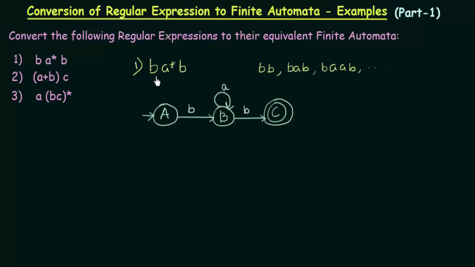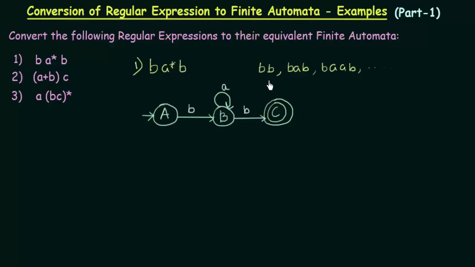I've already taught you in the previous lecture, whenever we have AND operations, we have to make states for each of the inputs. So we have b and b here. A goes to B on getting input small b, and B will go to the next state C when it gets the next input small b. And whenever you have a closure of any symbol, you have to make a self loop. So here we have made the self loop on this state B.